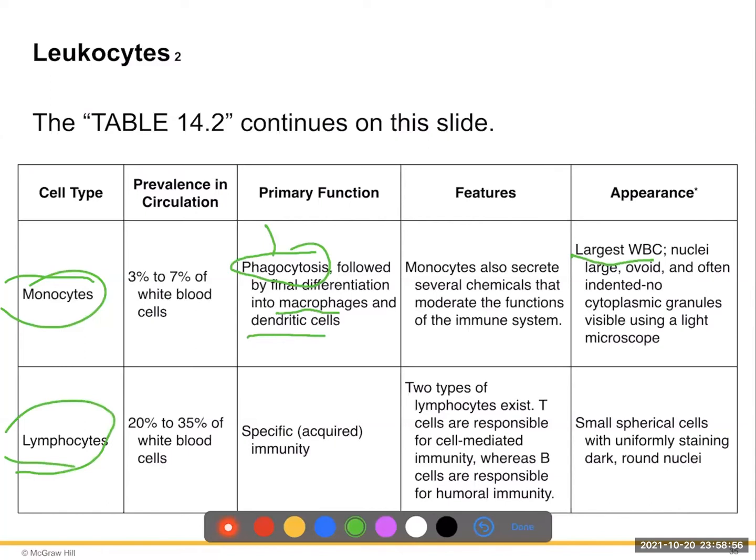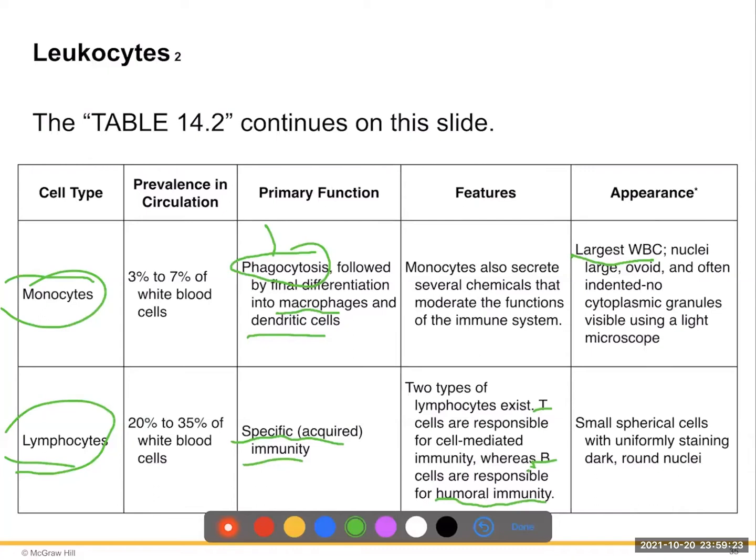Lymphocytes make up 20 to 30% of your white blood cells. These are specific acquired immunity. Those are your B cells, your T cells, your NK cells. Two types exist: T cells, responsible for cell-mediated immunity, and B cells, responsible for making antibodies, humoral immunity. They're small spherical cells with uniform staining, dark round nuclei.